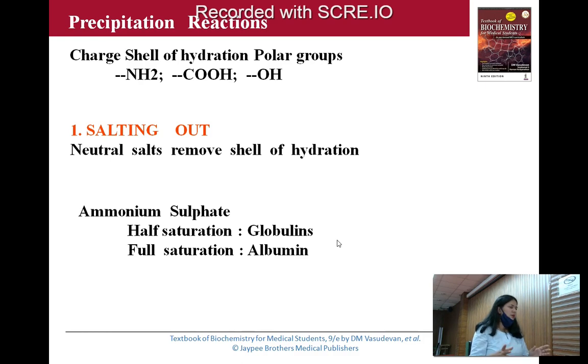So what will happen if they repel each other? The layer of hydration surrounding each and every protein molecule will be more. That is known as salting in. So salting in occurs when you add a small amount of neutral salts which neutralize the unlike charges present around each protein molecule, so that the protein molecules get repelled from each other, and there will be more layers of hydration between the protein molecules. So salting in is to increase the solubility of the protein, and salting out is to precipitate the protein.